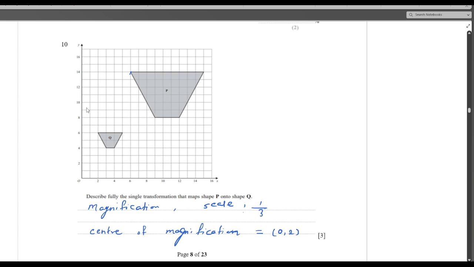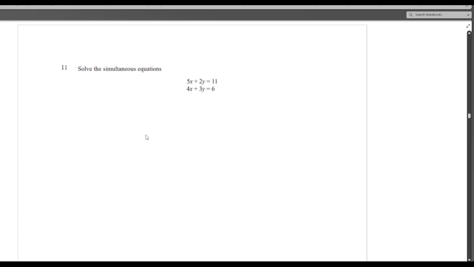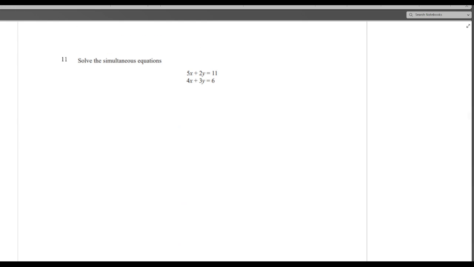Now the next question: solve the simultaneous equations. Here we have been given 2 simultaneous equations. You can use the elimination method or the substitution method. I will try the elimination method. We will eliminate y. To eliminate y, the coefficient of y should be the same in both equations. Here it is 2, and in the next equation it is 3.